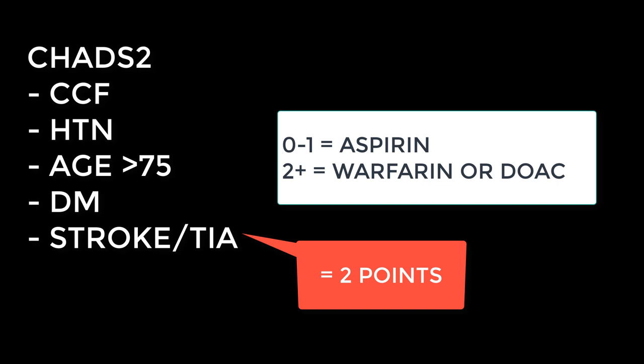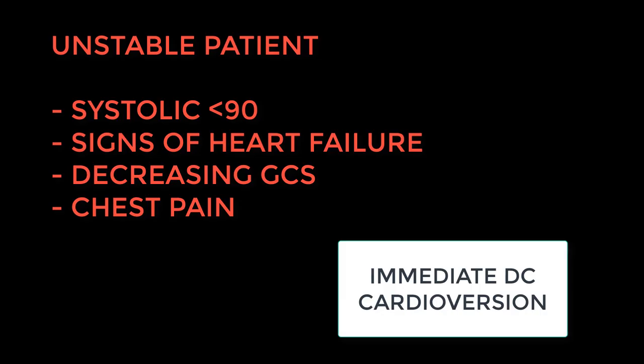Questions remain in AF, really, if you had an unstable patient. So an unstable patient is characterised by shock, declining GCS, worsening pulmonary edema from heart failure, if they're going very fast and that's compromising their blood pressure. They should undergo immediate synchronized DC cardioversion, and they should have that done as soon as possible.